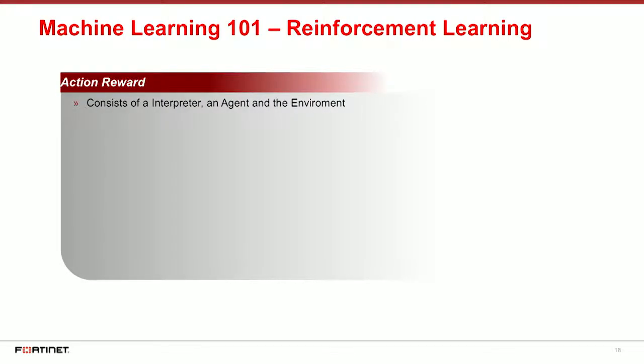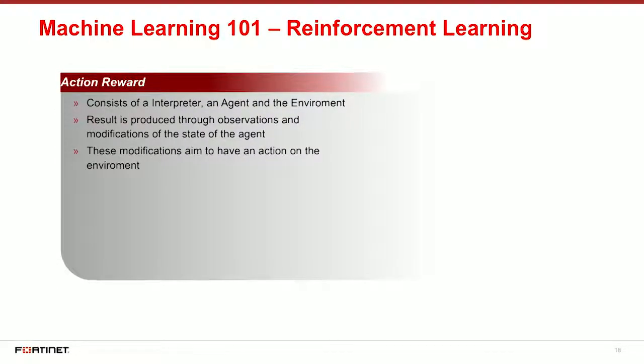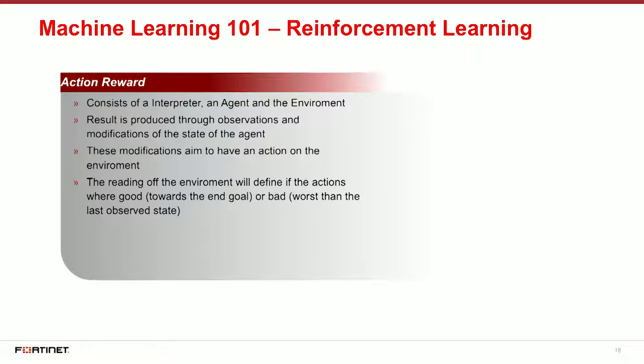And then you have reinforcement learning, okay, which is based on action and reward, okay? It consists of an interpreter, an agent, and the environment. The result is produced through observations and modifications of the state of the agent. These modifications have an impact on the environment, and the reading of the environment will define if the actions were good towards the end goal or bad, worse than the last observed state. So why do we use this?